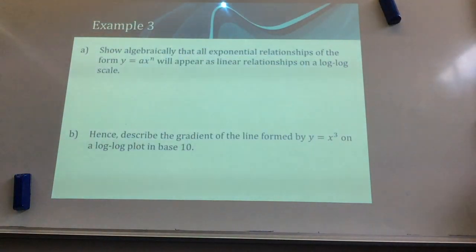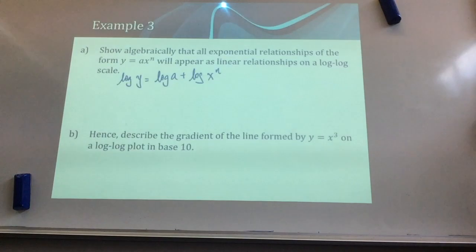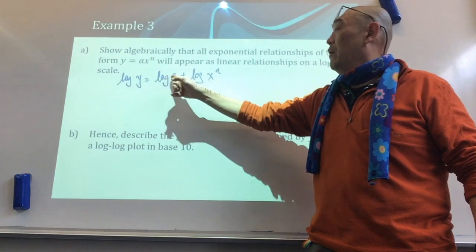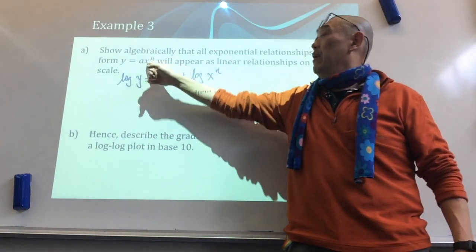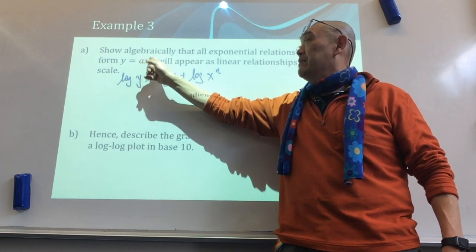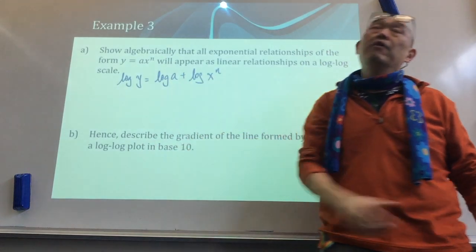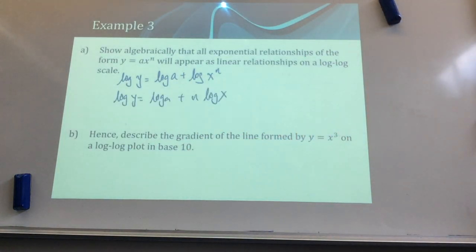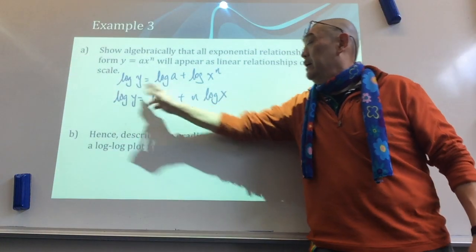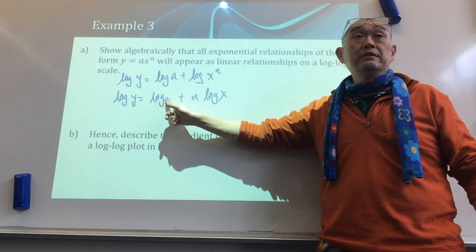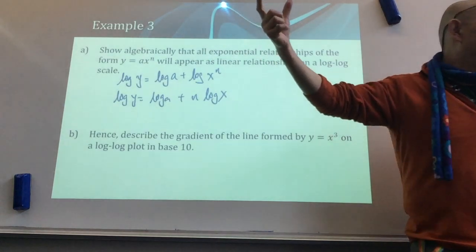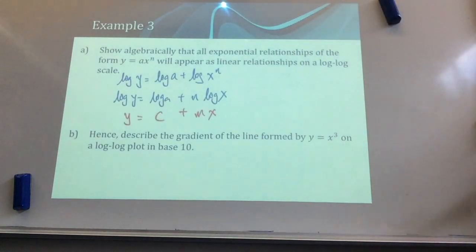So if you take log of y, let's say log base 10, log of ax to the power of n is just log y equals log a plus log x to the power of n, right? Because it's log of a times x to the n, which is log a plus log of x to the power of n. And you know that there will be n log x. Now log y is based on x. Log a is constant. n is therefore the gradient, right? So c equals mx again.